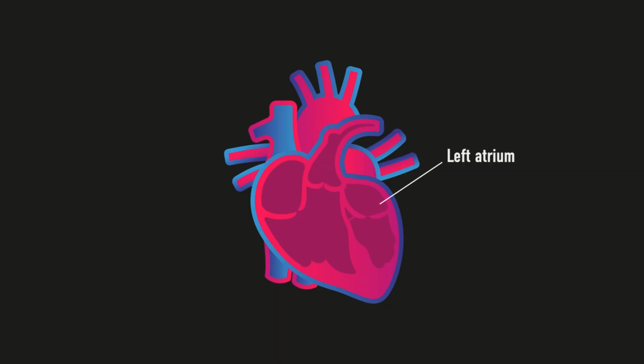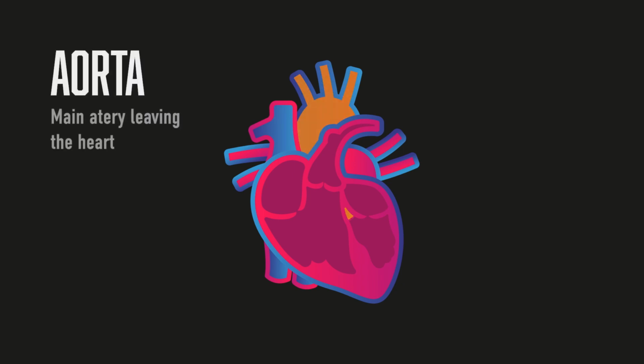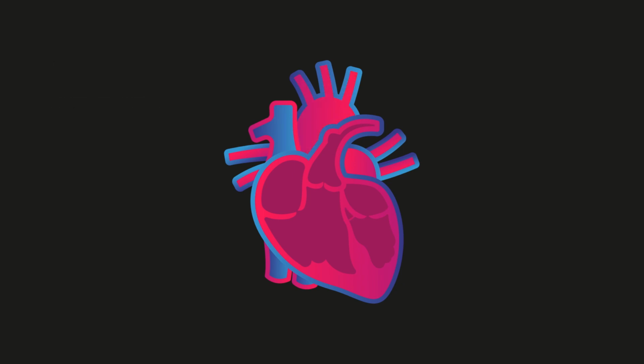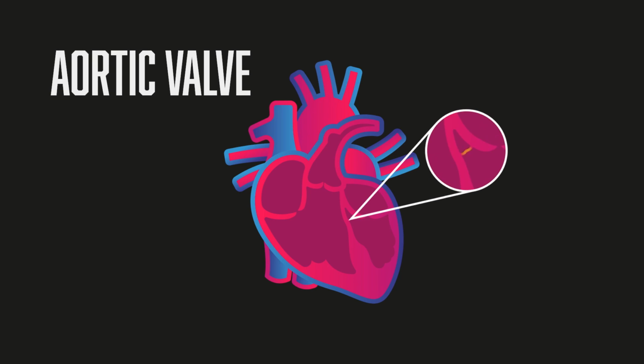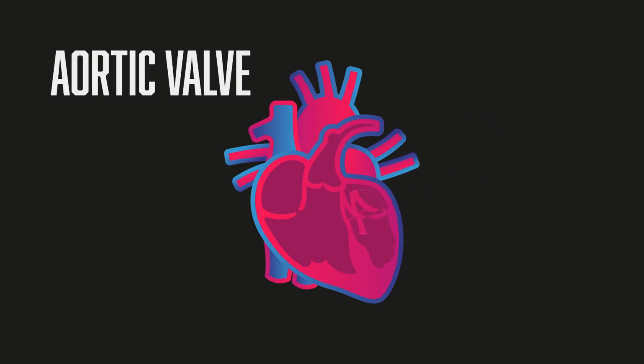Next, we entered the left atrium and then the left ventricle. On the pump of the left ventricle, blood leaves the heart via the main artery, called the aorta. Between the heart and the aorta is the aortic valve. Again, this valve prevents the backflow of blood into the heart. The blood travels around the body, delivers its oxygen, picks up the carbon dioxide. Now this needs to be taken back to the heart.